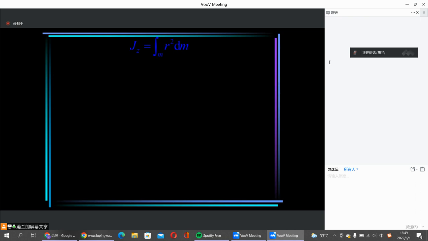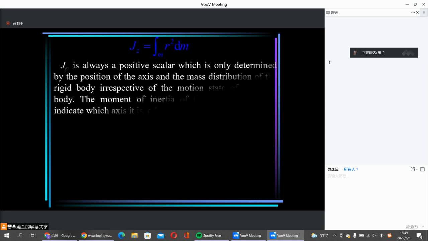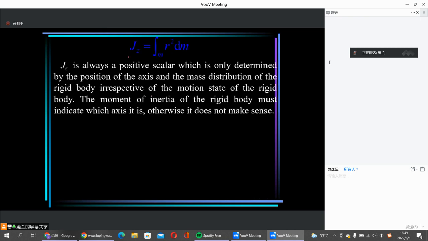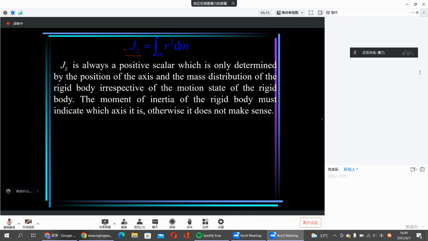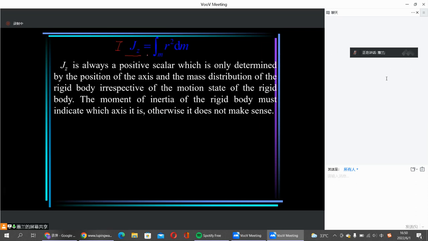Some books use J; you can use I or J to indicate the mass moment of inertia, okay? According to the definition, the mass moment of inertia is always a positive scalar, which is only determined by the position of the axis. Again, the position of the axis is very important. So we have the subscript to indicate the position of the axis.